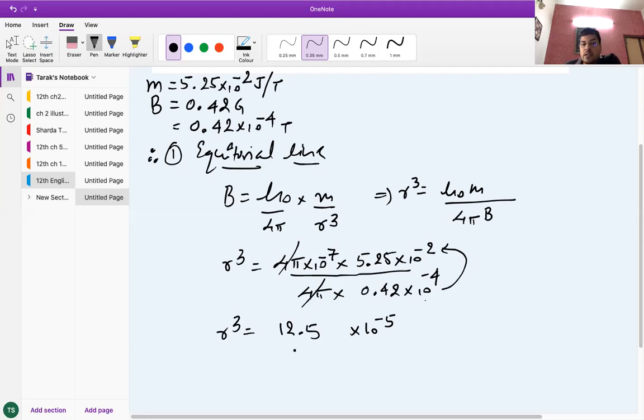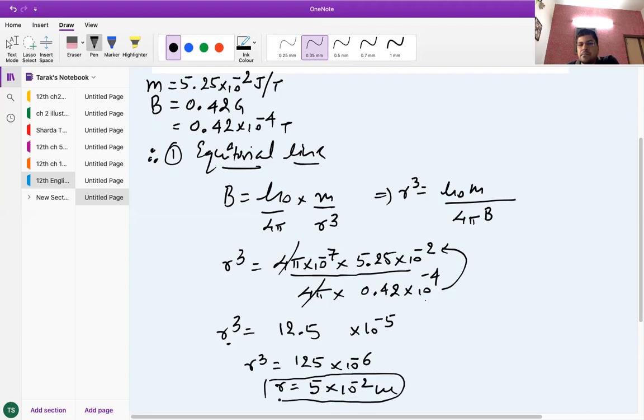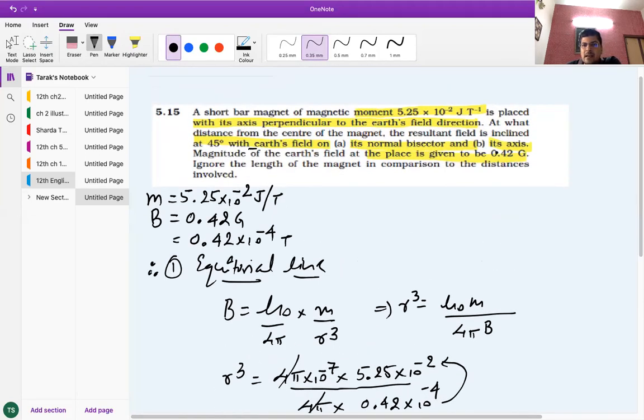Now what I want to do is that it is the cube, and I want to find my cube root. So for simplicity, I require my power to be divisible by 3. So it would be 125 × 10^-6. Now the cube root of 125 is 5, and 10^-2 meters, so you can say that it is in centimeters. So this is the first data for the equatorial line. Next, you have to find it for the axis.